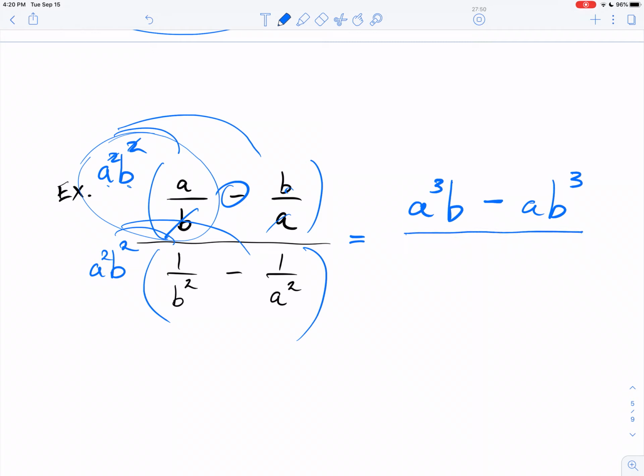That's the top. Look at how GCF-alicious that looks. It looks super GCF-alicious. Let's look at the bottom now.